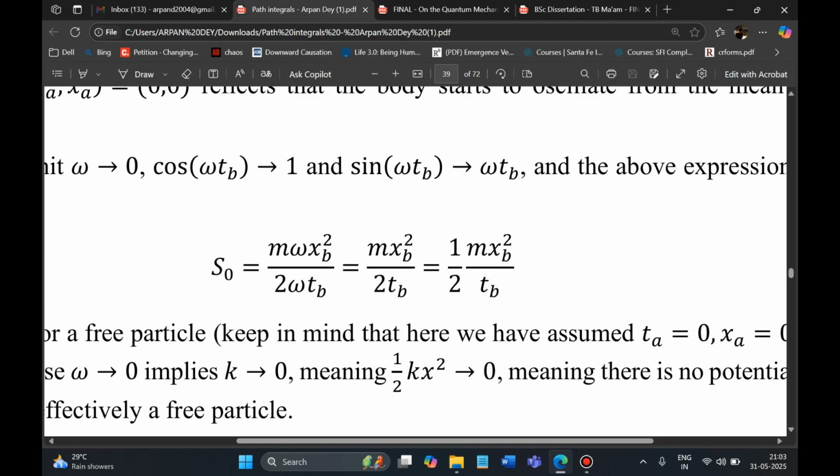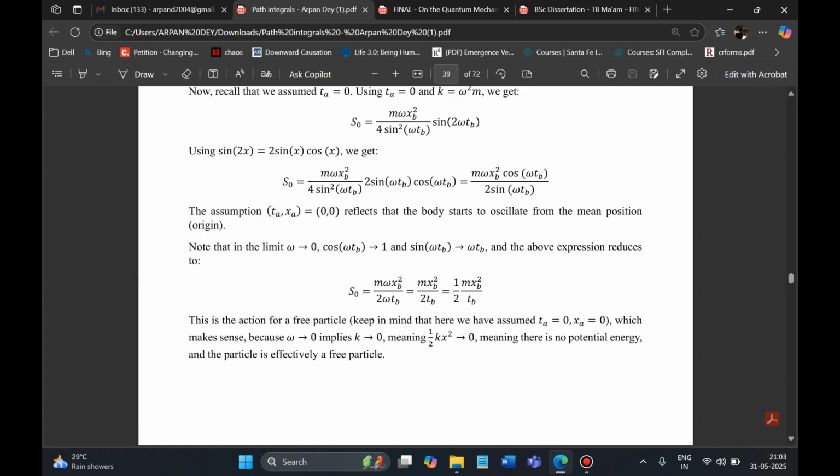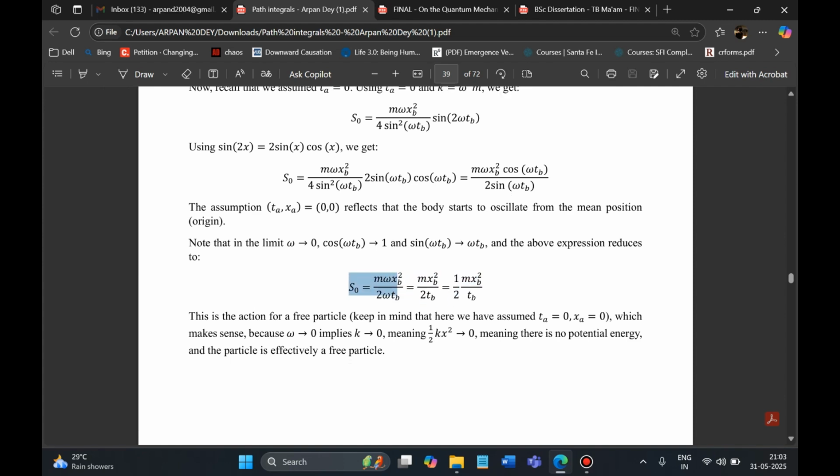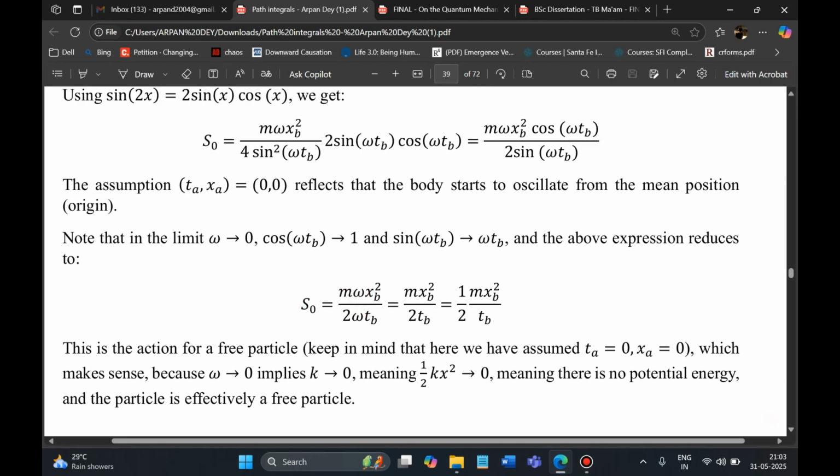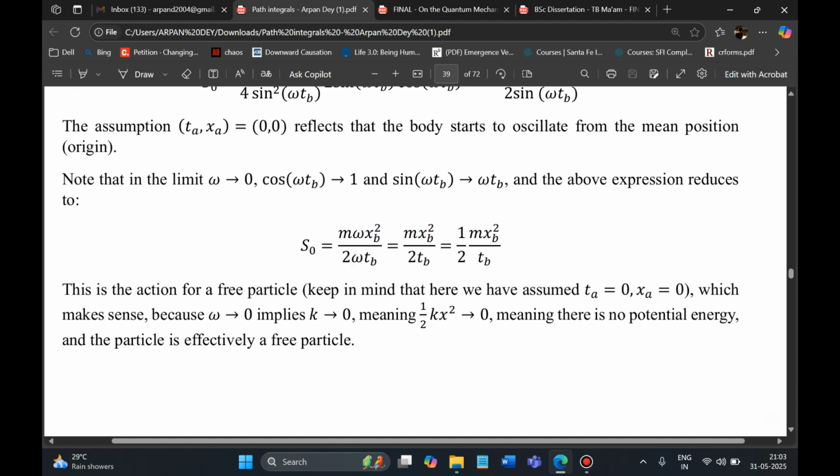We know that the action is kind of the time integral. That means dimension-wise it's energy into time. So you see it's energy into time. It all fits in. And this is the action for a free particle, right? S naught is the least action. That means of course that's why there is only kinetic energy, no potential energy. So this is the action for a free particle.